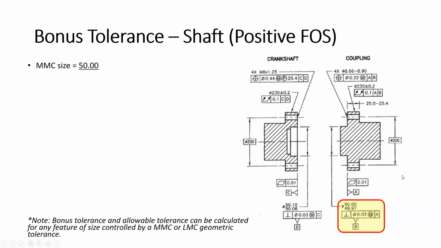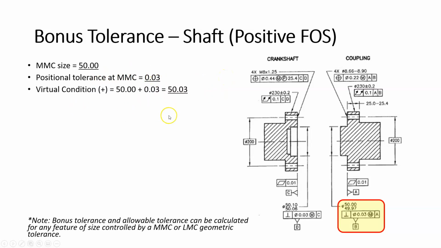All right, so let's do our givens. The MMC size for this cylinder is its maximum size, which is 50 millimeters. The tolerance at MMC is given to us in the feature control frame, and that is 0.03 millimeters, or 30 thou. Then our virtual condition for a positive feature is the size at MMC plus the tolerance at MMC. So the virtual condition is 50.03.